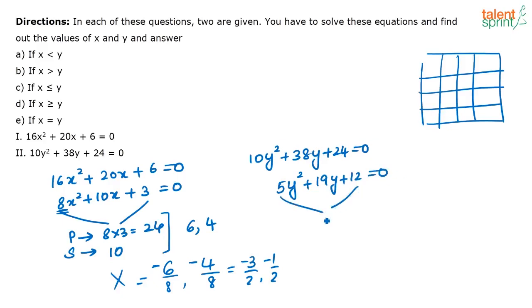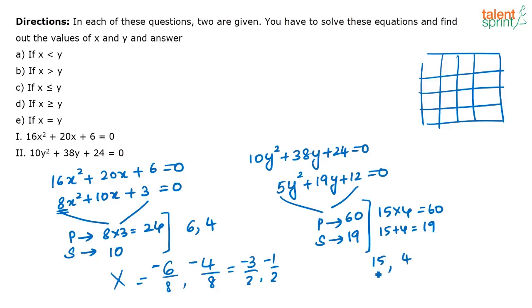So I need to find 2 numbers such that their product is 5 into 12, that is 60, and their sum is 19. So what are the 2 numbers? 15 into 4 is equal to 60, and 15 plus 4 is equal to 19. So my required roots are going to be 15 and 4, and I have to divide them by 5 because here the coefficient of y squared is 5. If the coefficient of y squared was 1, just divide by 1, so you will get the same answer.